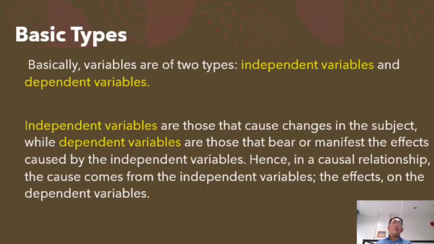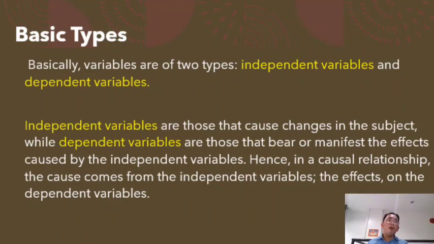So there are basic types of variables, okay? Basically, variables are of two types: independent variables and dependent variables. Now, let's see what independent and dependent variables are.